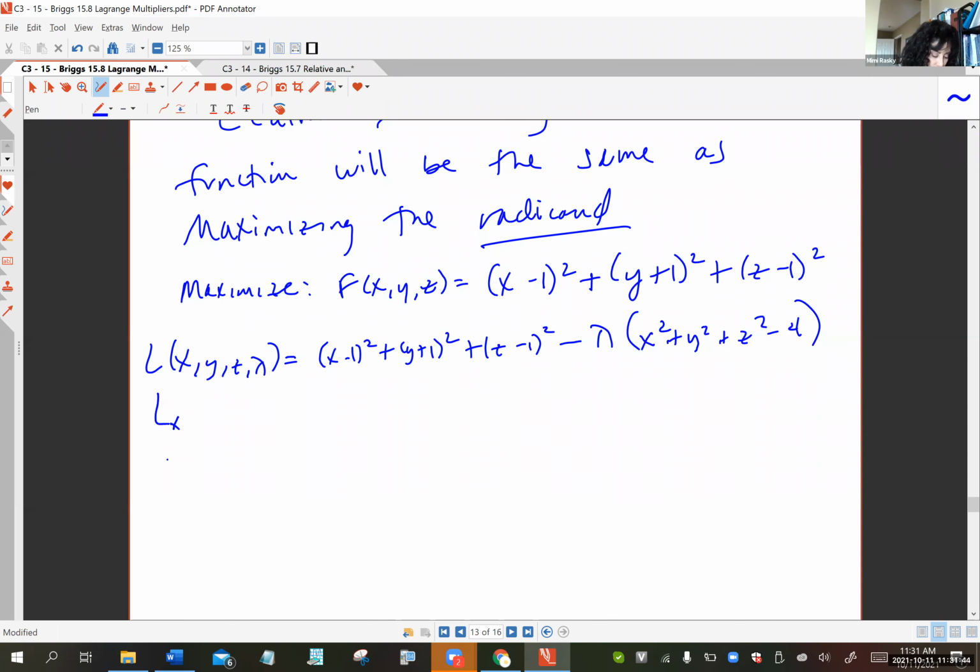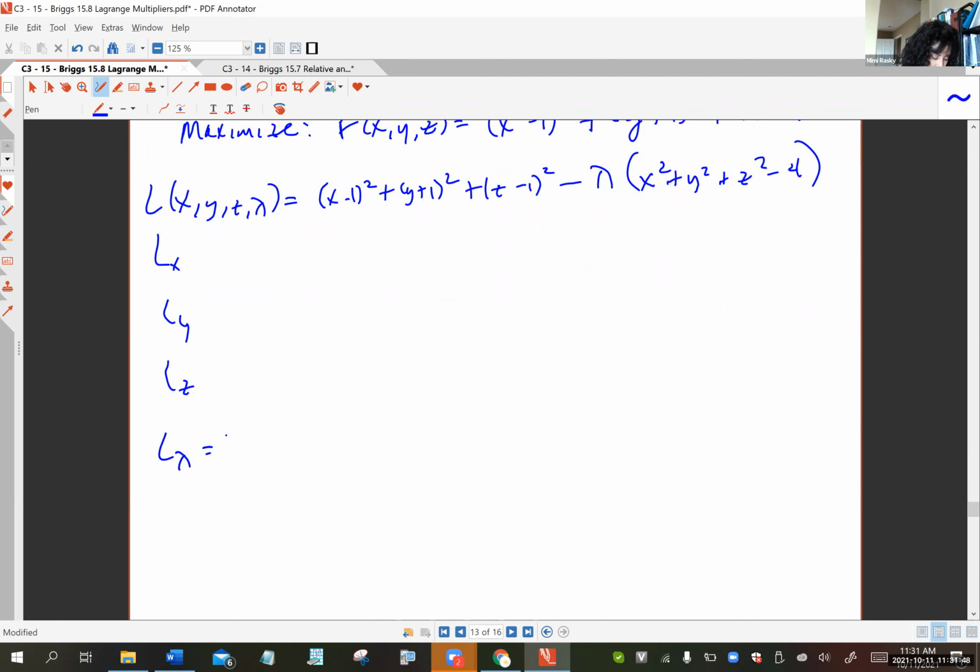Now let's go get the 4 partials for this Lagrangian. Now I am going to have to use the chain rule, but at least I won't have to use the double chain rule with the radical. So when I take the derivative with respect to x of that first term, using the chain rule from calculus 1, it's 2 times the quantity (x - 1) to the 1 power times the derivative of (x - 1), but that's just 1. And then minus lambda times 2x.